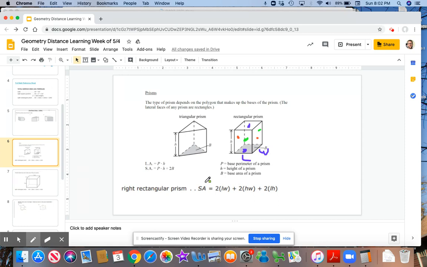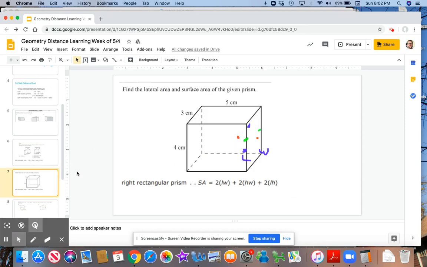So we're going to go through a problem. Surface area is 2 times the length times the width, plus 2 times the height times the width, plus 2 times the length times the height. Let's go to the next slide and do this problem out. All right, let's identify the 3 different sides. It's not terribly important that you get the length and the width right, but it helps to identify them. We'll call this the length and this the width.